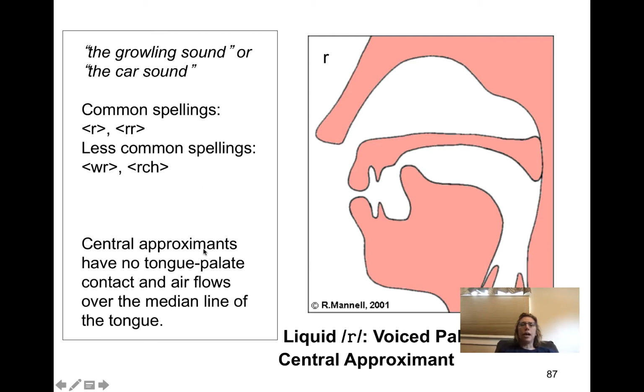And again, as an approximant, there is no actual contact between your tongue and any passive articulator. That's part of the reason why the R is tricky. There's no place for that tongue to actually touch your hard palate or soft palate, so that makes it hard for the kids to get in the exact right spot. That's what makes that R a little bit trickier for them to find the correct spot for their placement. But again, the air has to flow over the middle of the tongue.